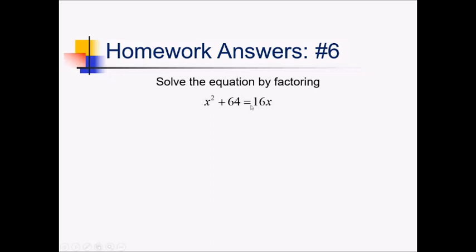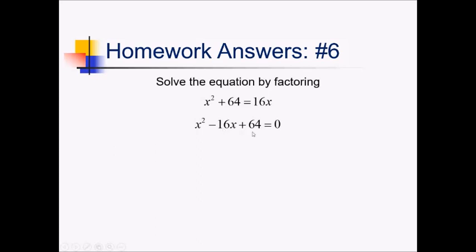I have to move this 16x over here to the left side. So if I subtract 16x, that's going to give me x squared minus 16x plus 64 equals 0. And at this point, since I just have a normal x squared here, 1x squared, I can just go ahead and factor this. So I need factors of 64 that add up to 16.